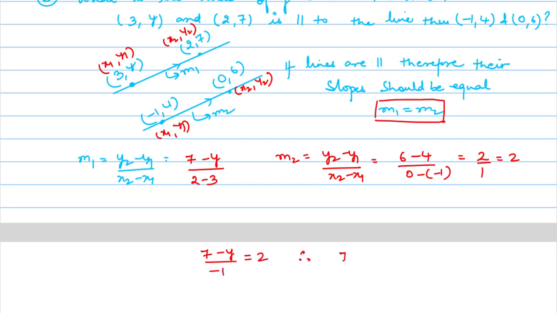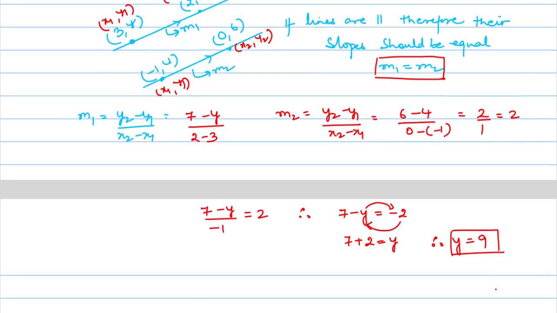Therefore, cross multiplying it, 7 minus y is minus 2. Take y to that side and minus 2 to this side. 7 plus 2 equals to what? y. Therefore, what is y? y equals 9. Now, if we put y equals 9, both these lines become parallel.